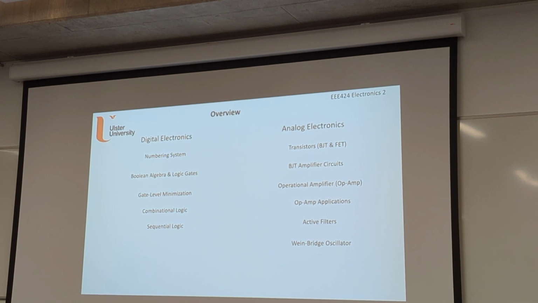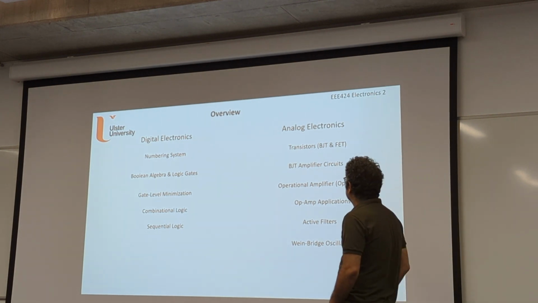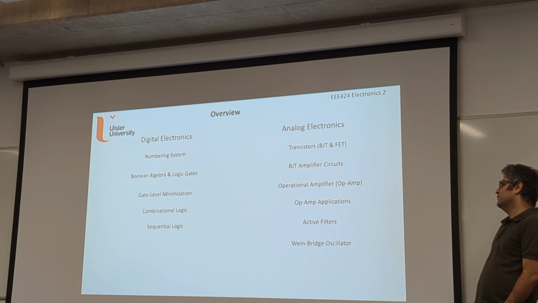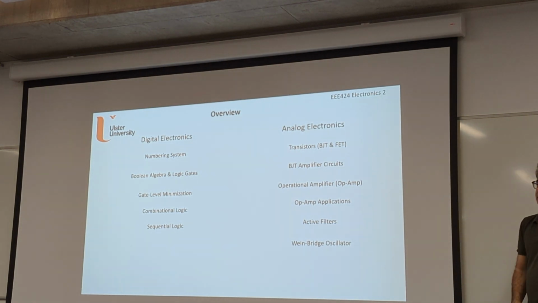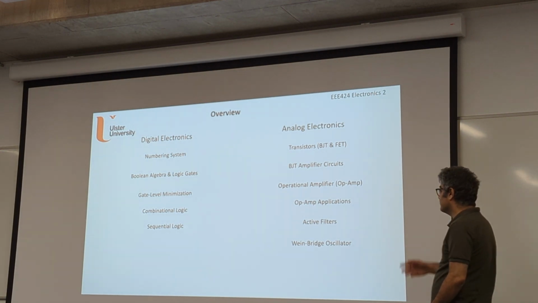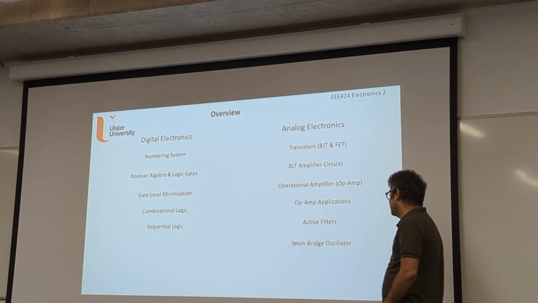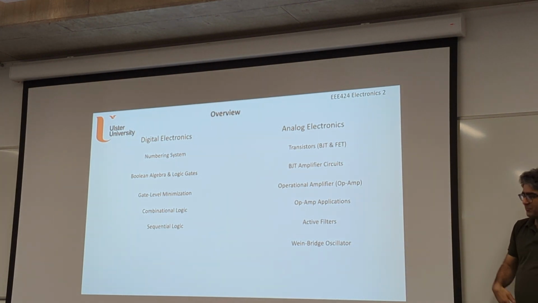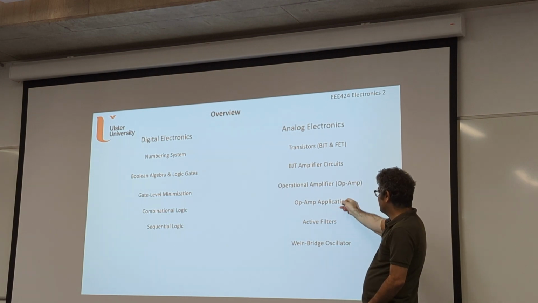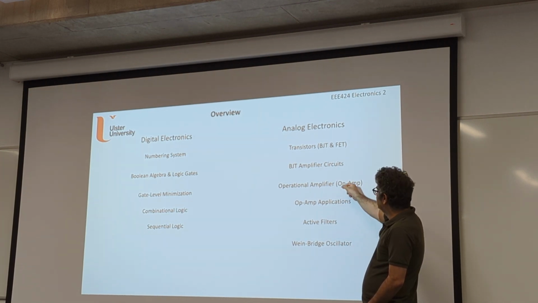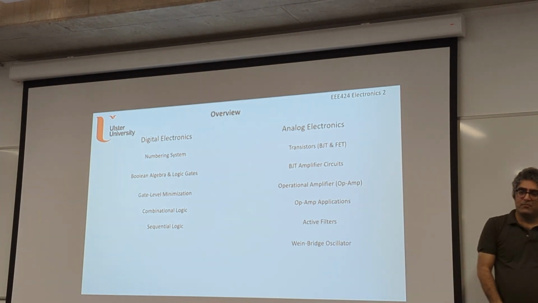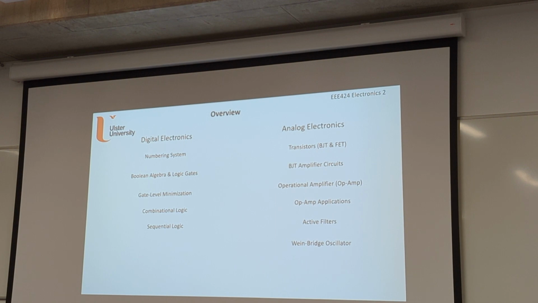And then we have the analog electronics part. We will study the transistor. I know you already know transistors. I teach you mainly BJT, but we will study the FET, and then BJT amplifier circuits, operational amplifiers for op-amp applications, active filters, and Wien bridge oscillators. Generally, in the practical part of the coursework, I give 2 or 3 circuits consisting of active filters, op-amp applications, or a Wien bridge oscillator. This is the practical implementation part of the module.